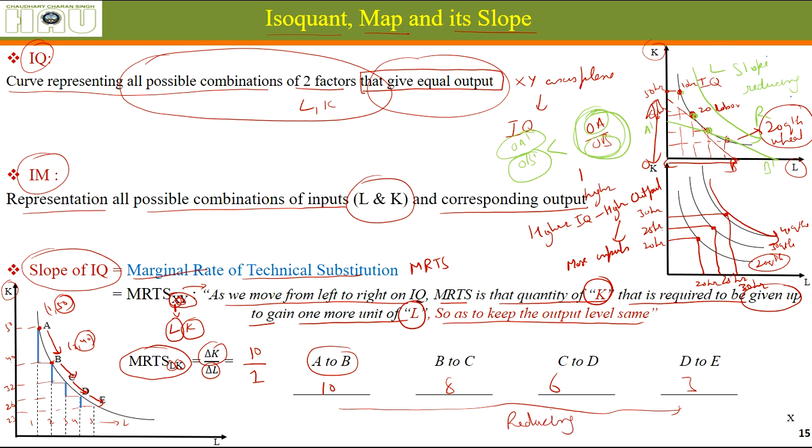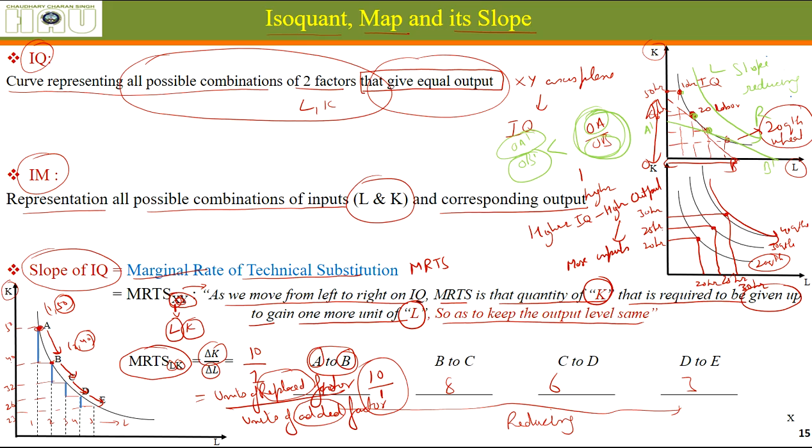It is reducing. Alright, and what is it? It is units of replaced factor divided by units of added factor. Factor means input. So if we are moving from A to B, how many units of capital have been replaced? 10 units have been replaced. And how many units of labor have been added? Only 1 unit has been added. Alright, this is how you define marginal rate of technical substitution.